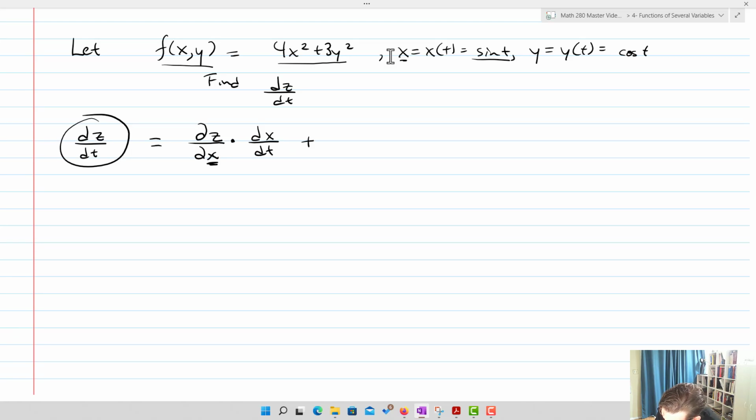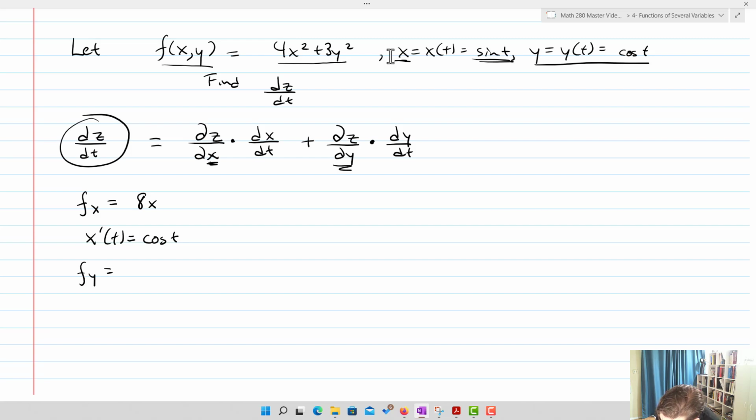plus, and now I need to do the second part. I need the derivative with respect to y. So I take my partial derivative dz/dy, and I'm going to multiply that now by dy/dt, where y equals cosine t. Okay, so now let's put it all together. So I've got f_x, right? That's my dz/dx, is going to equal 8x. And then dx/dt, or call this x prime of t, is going to equal, well, x equals sine t, so x prime equals cosine t. Then f_y, that's my dz/dy, is going to equal 6y. And y prime of t, the derivative of the parametrization, is going to equal negative sine t, because y of t equals cosine t.